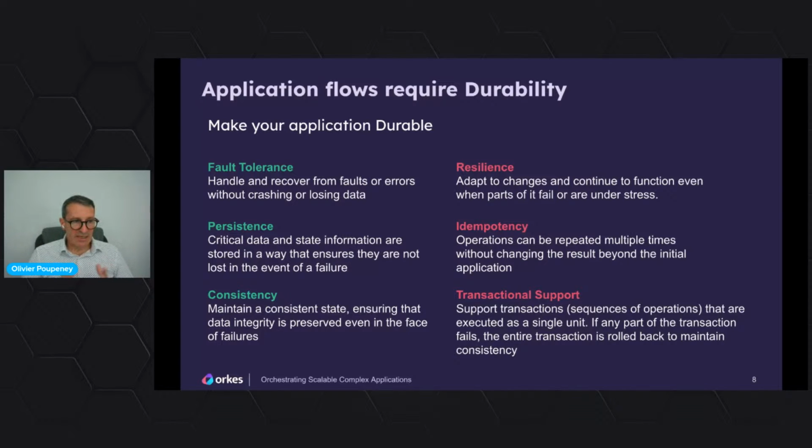Consistency is a way to maintain a consistent state to ensure data integrity, of course, in case of failure. And transactional support is a little bit what we talked about previously. It is to support a sequence of operations as a transaction that will be executed as a single unit. If any part of the transaction fails, the entire transaction should be rolled back to maintain the consistency of the data. There are multiple strategies to implement that, and we are going to see that also.